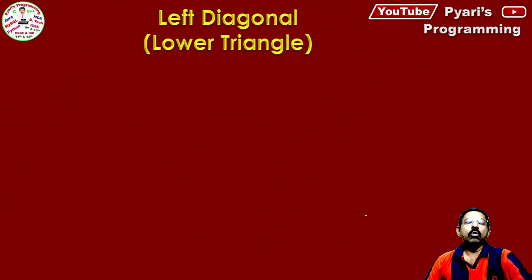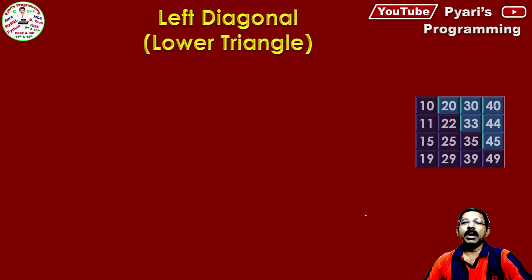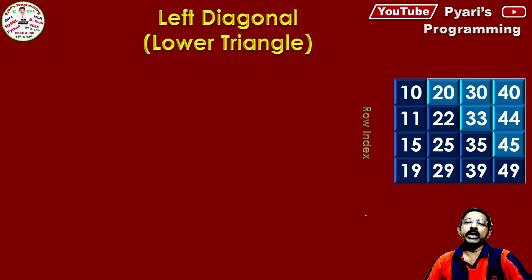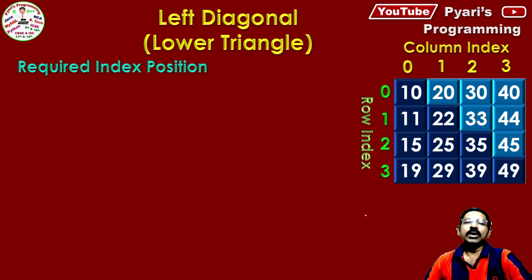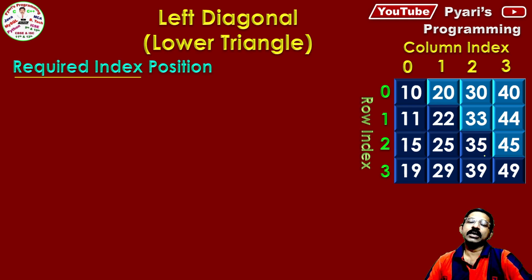Let's learn how to create the logic, or develop your own logic, with this example. This is my matrix and these are my row index positions. This is the 0 index position, 1, 2 and 3. Like this, we have column index positions, that is 0, 1, 2 and 3. Now, we'll look for the required index positions. What is my required index position? I want to display this deep blue color part and this light blue color part is not required. But the complete matrix contains the data.